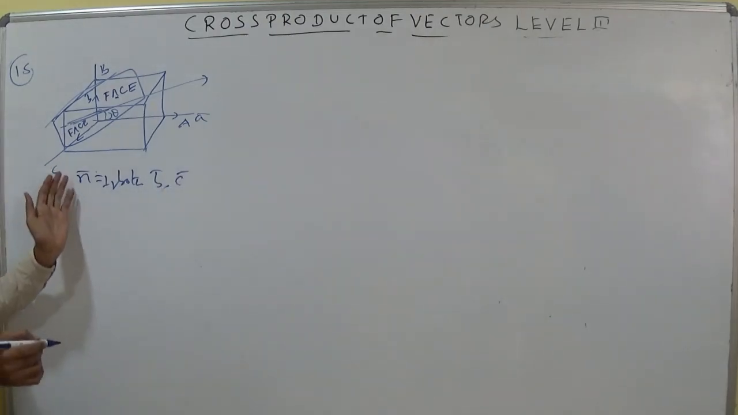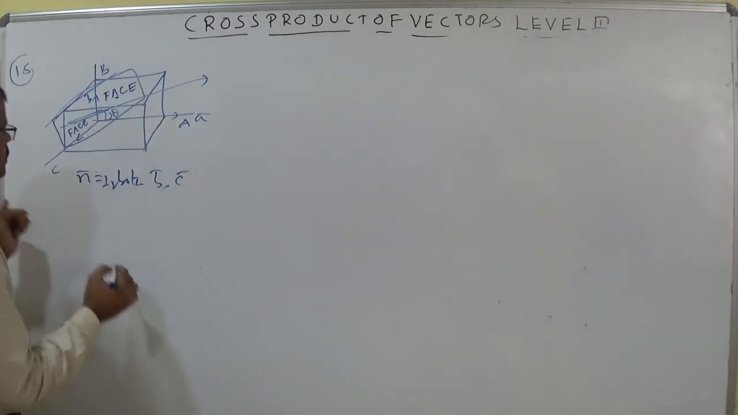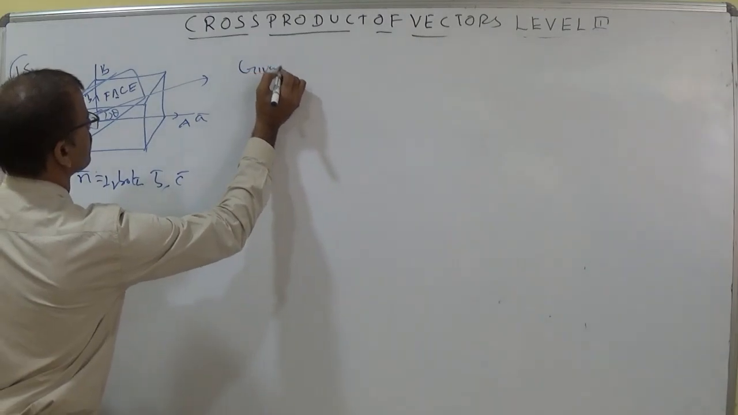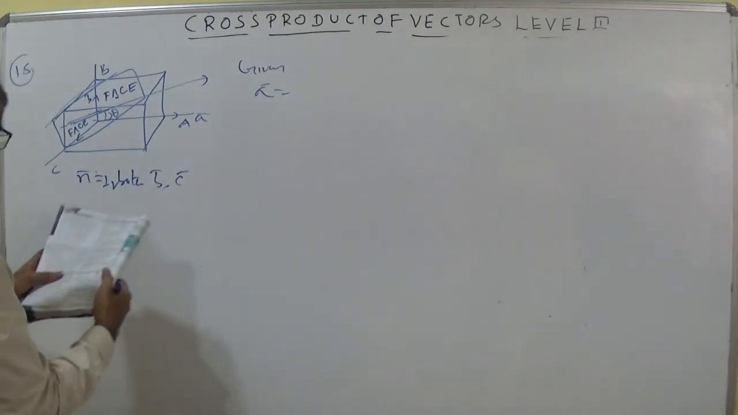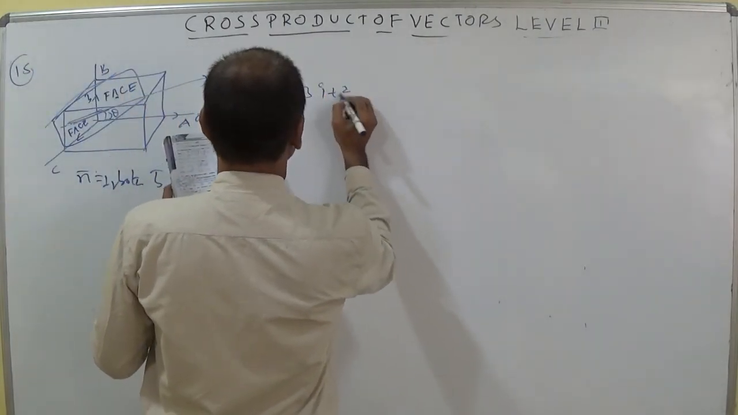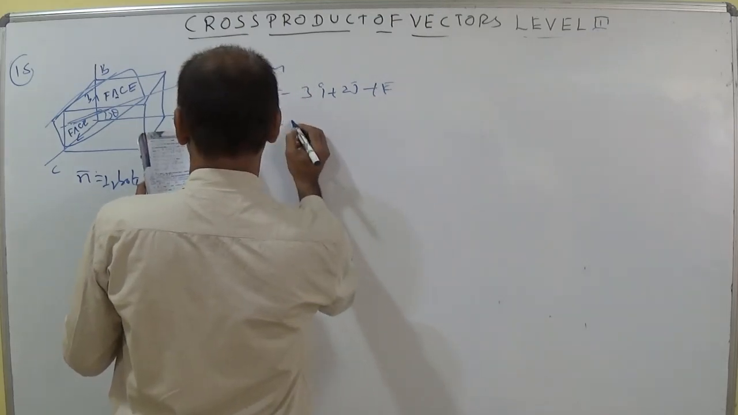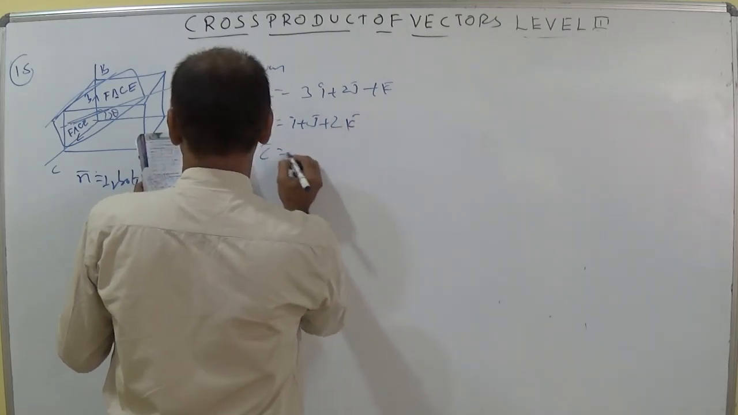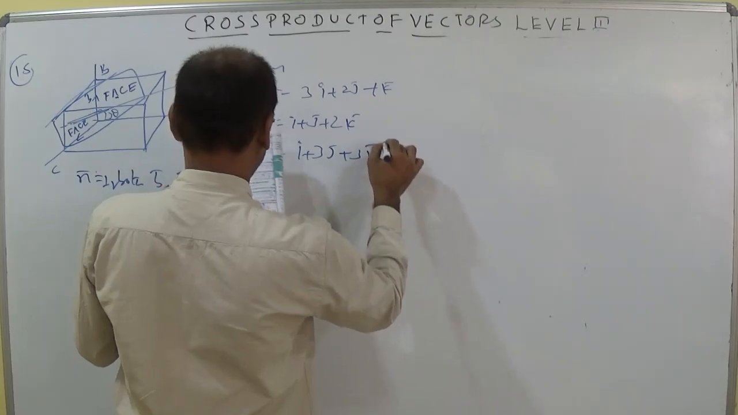If n bar is there, you should calculate the angle between n bar and the C bar. So now let us calculate. Given data I am writing here. What is the given data? A bar is equal to 3i plus 2j plus k, and B bar is equal to i plus j plus 2k, and C bar is equal to i plus 3j plus 3k.